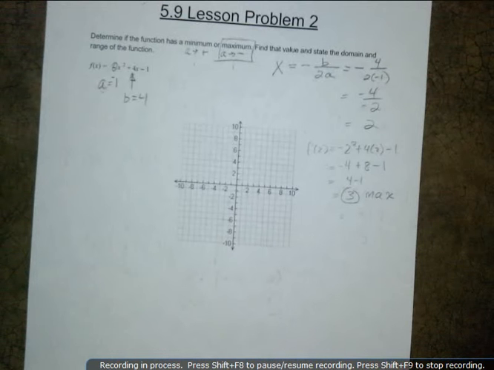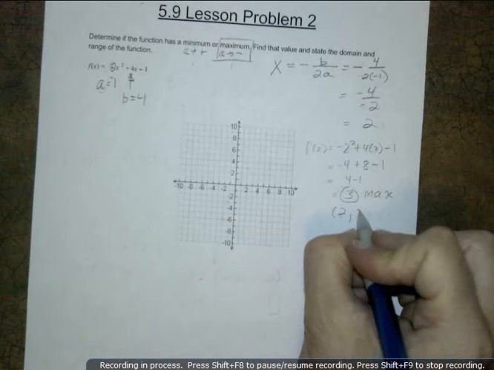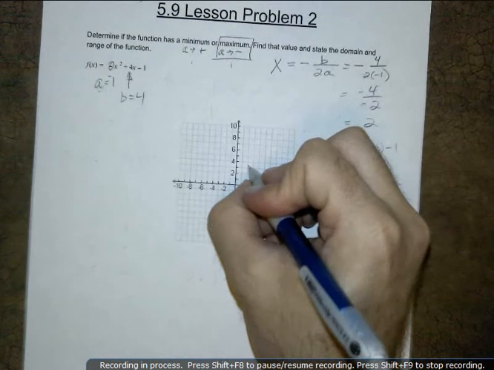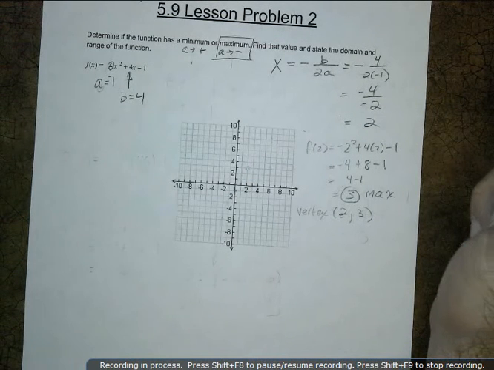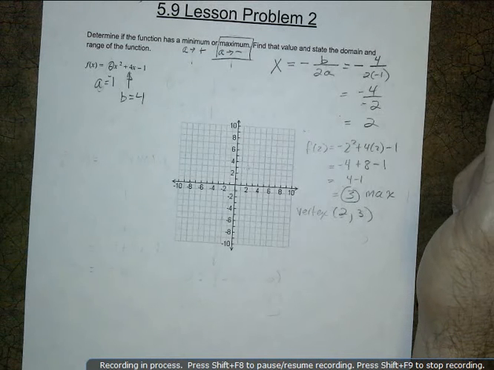So let's go ahead and plot that. Our x value is 2, and y value is 3. This is our vertex: 2, 3. Okay. To find the domain and range, I'd rather graph the whole thing so you can get a clear picture of how to determine the domain and range. So we're going to find a few other points.